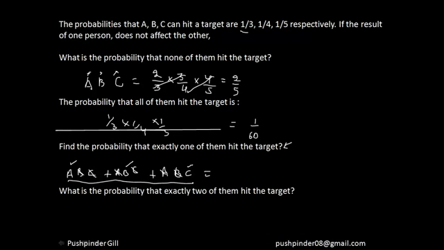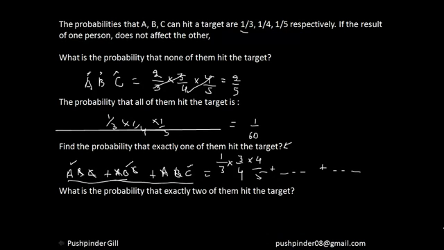So let me just do it for you a little bit. The probability that A hits the target is 1 by 3, into the probability B does not hit, that is 3 by 4, right? Into the probability that C does not hit, it's 4 by 5. Plus you solve this one here, you solve this one here, and you calculate the answer. So I hope everyone understood how I calculated exactly one of them hits the target.